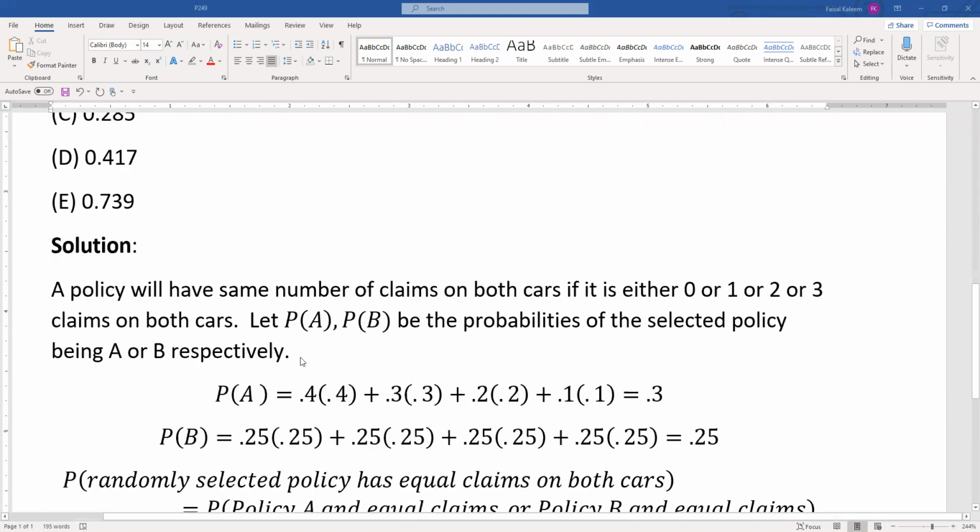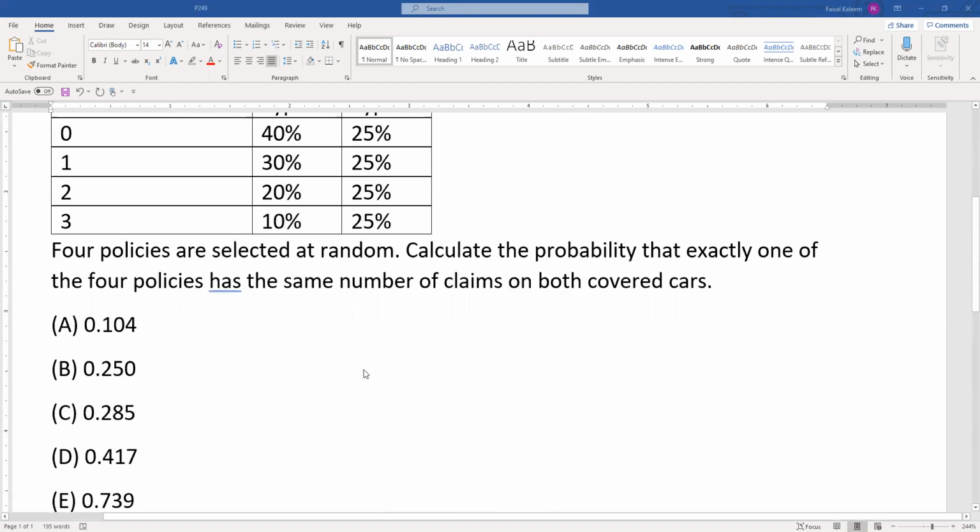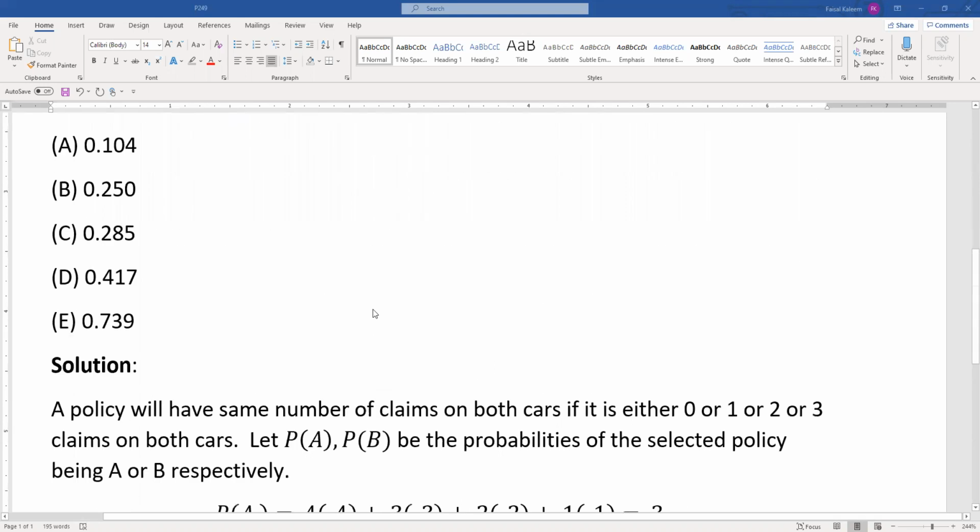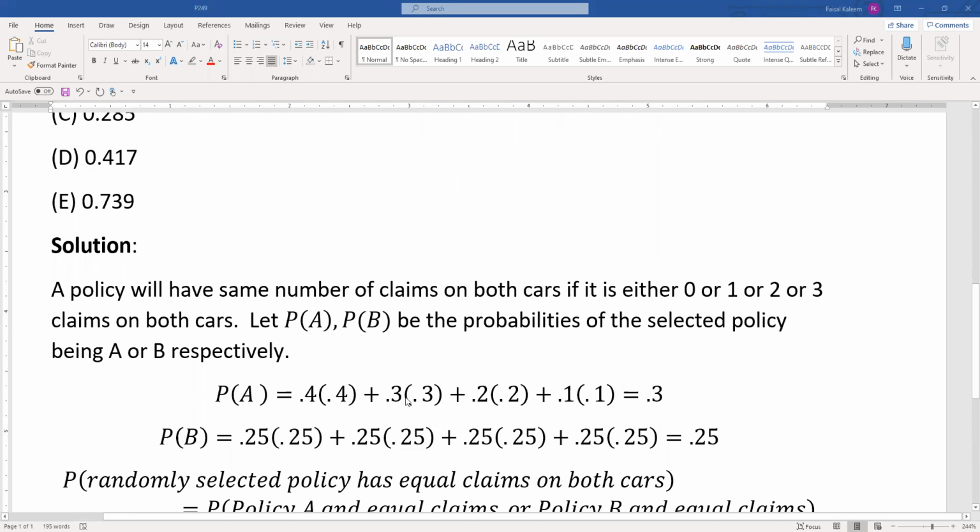So let P(A) be the probability that the selected policy is A, the policy which has the same number of claims on both cars. Then P(A) would be, as we discussed, both cars could have 0 claims, so that's 40% times 40%, or, meaning addition, both cars could have 1 claim, that was 30%, 2 claims was 20%, and 3 claims was 10%. So both 30%, or both 20%, or both 10% if both have 3 claims. So that total probability is 0.3.